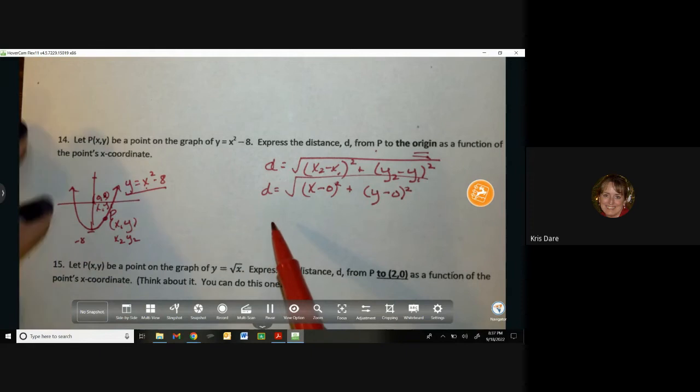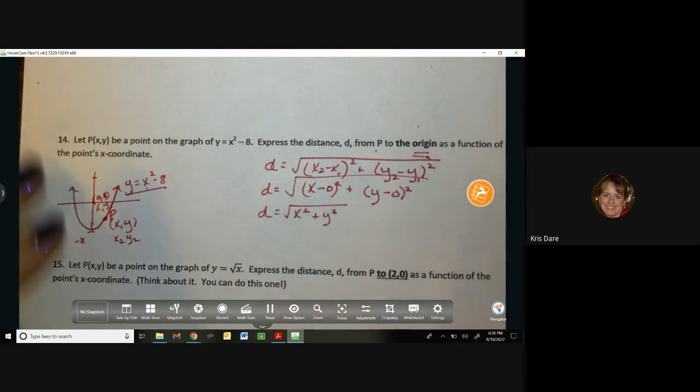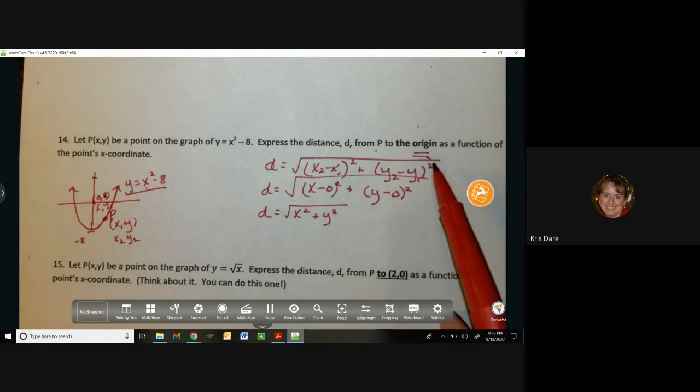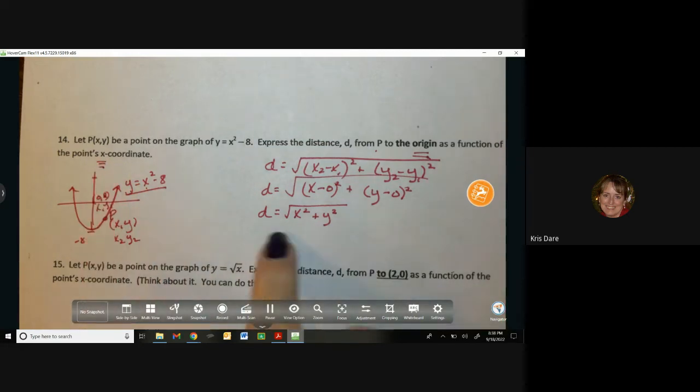Okay, so it looks like I get the square root of x squared plus y squared. Now it says write it as a function of the point's x coordinate, meaning that I only want these to be x's. So I need something that I can put in place of this y that has x's in it.